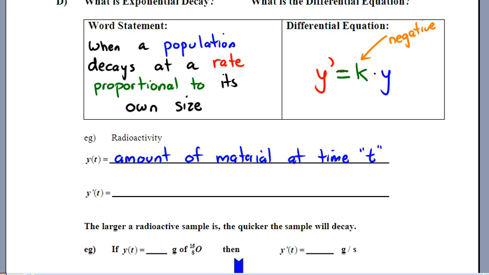You could measure that in any units you want, depending on how much stuff you've got. It could be grams, kilograms, buckets, whatever you want, right? I'm going to go grams. And then Y prime would be talking about how fast it's going away. So instead of being a growth rate, if it's a radioactivity story, this would be the decay rate.